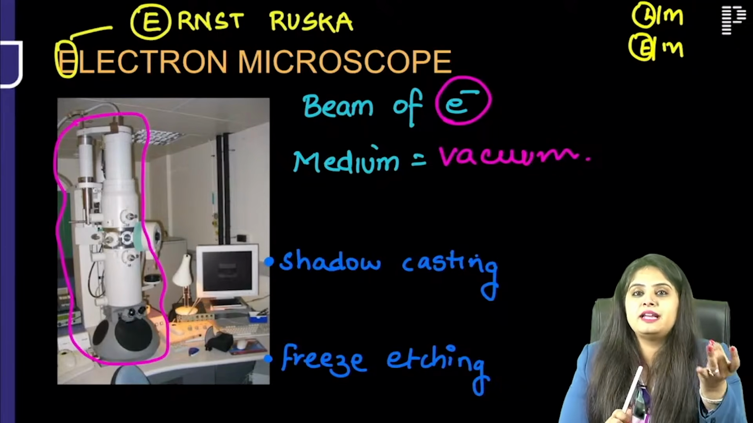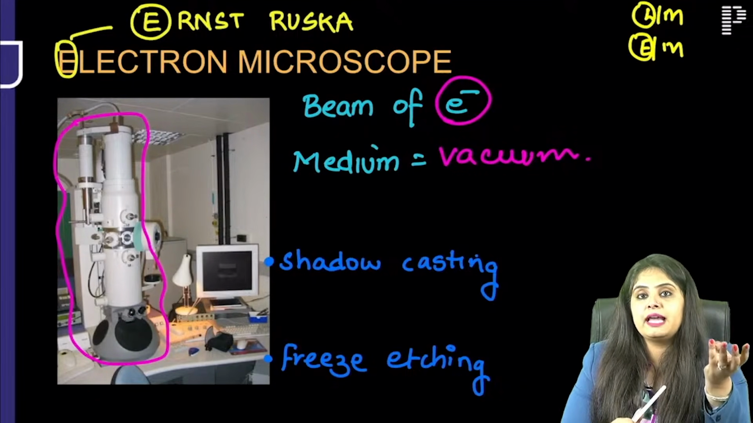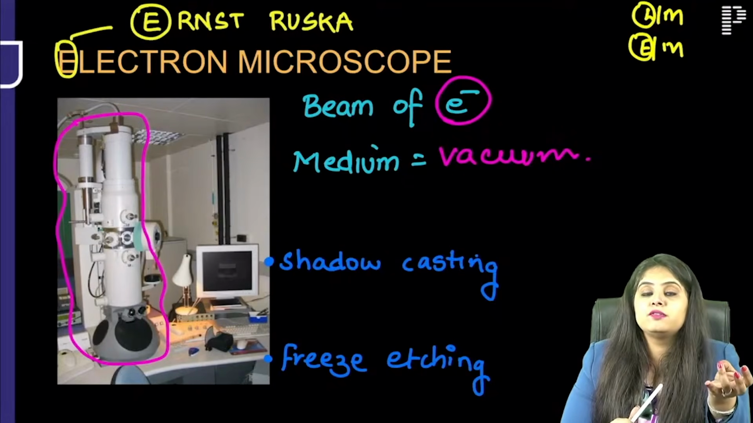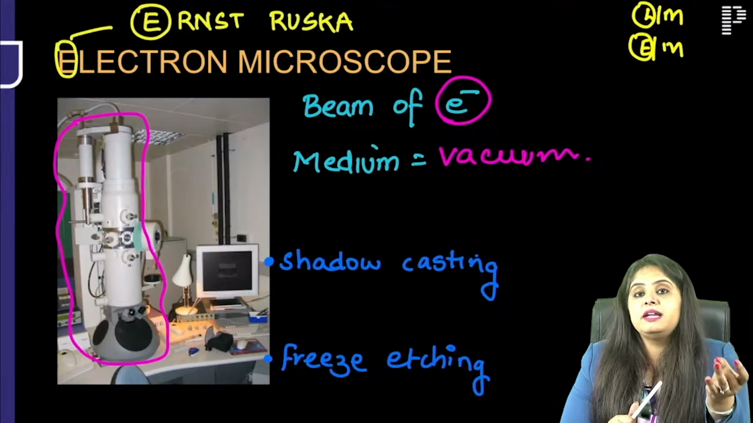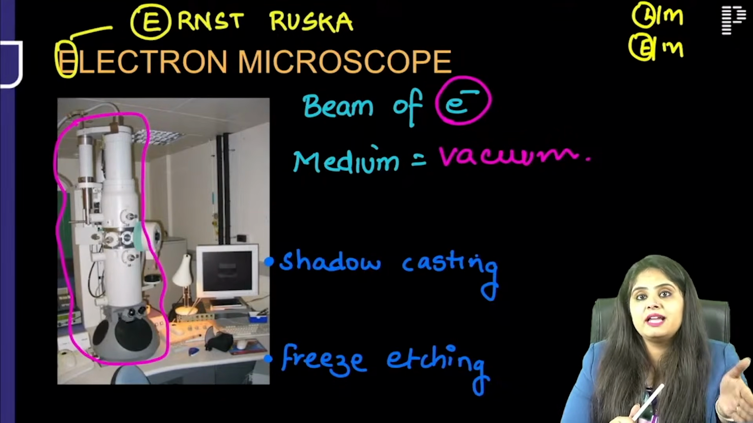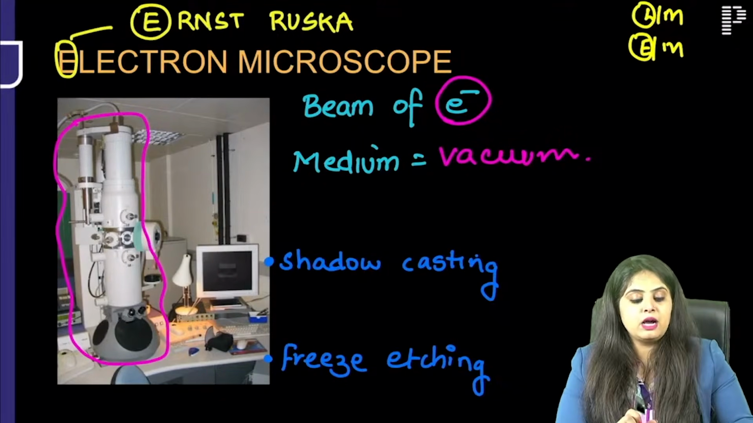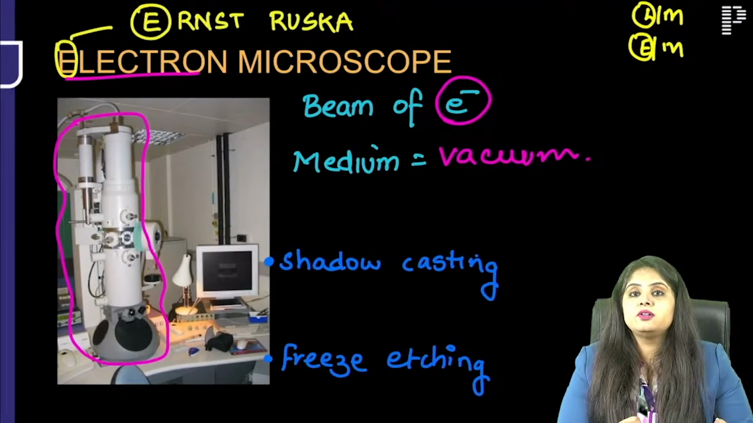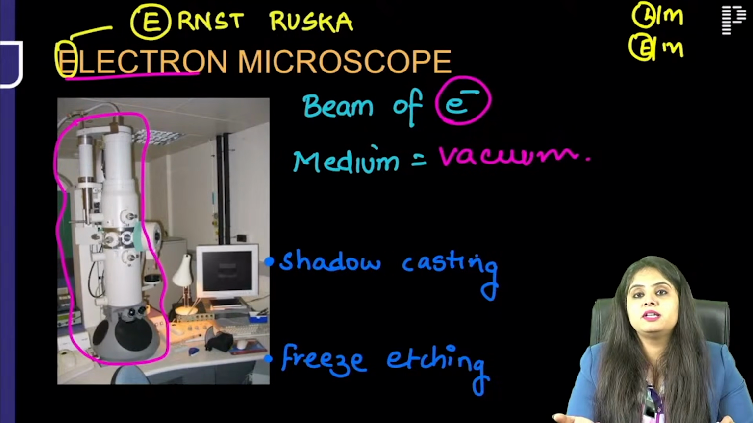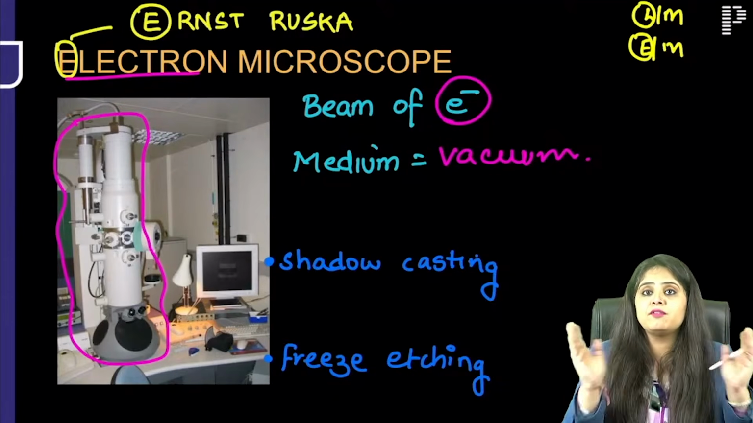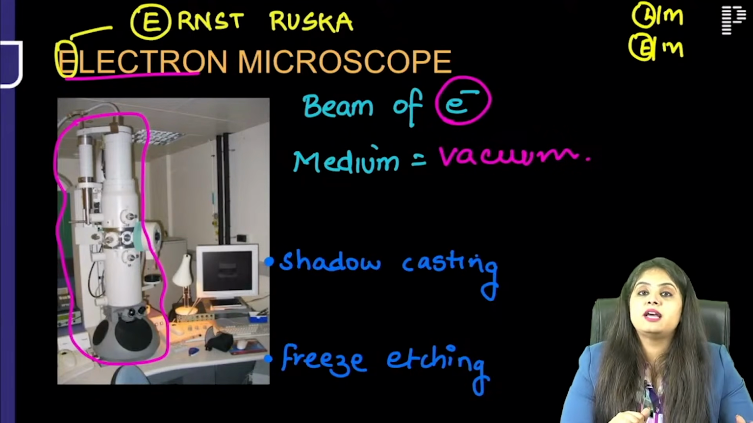Can you just revise the lights with me? What was the source of light in light microscope? Light microscope had transmitted light. What was the source of light in dark field microscope? It was reflected light. What was the light in fluorescent microscope? Ultraviolet light. I was only using light. Now I'm not using light. Now I am using a beam of electrons. And electrons are not going to work in air like this. Air will cancel out electrons. If you want electrons to work, you will have to create a vacuum. And that is what I have done over here.